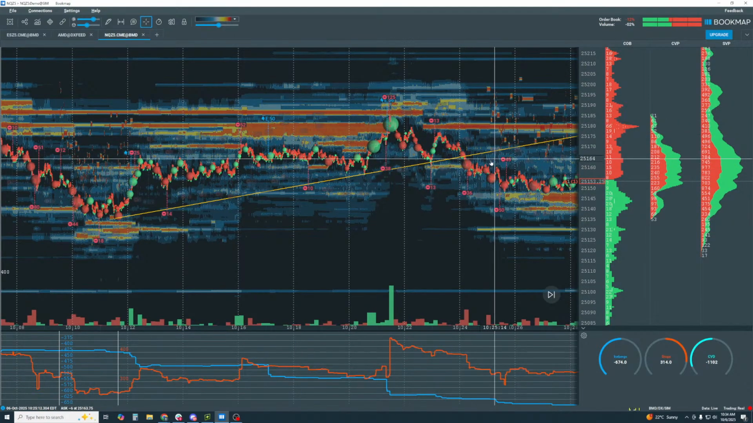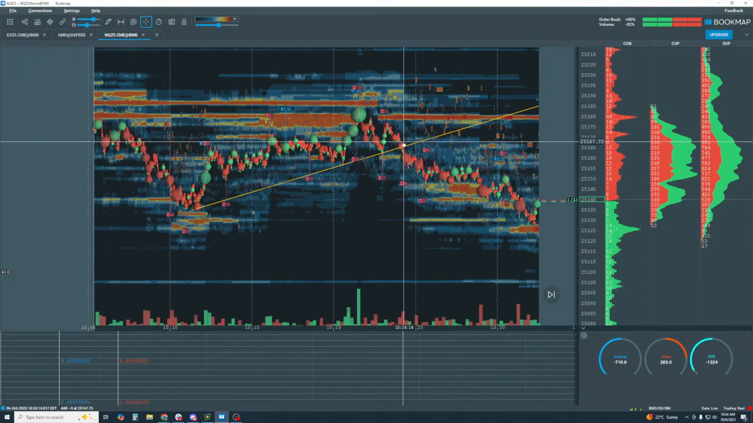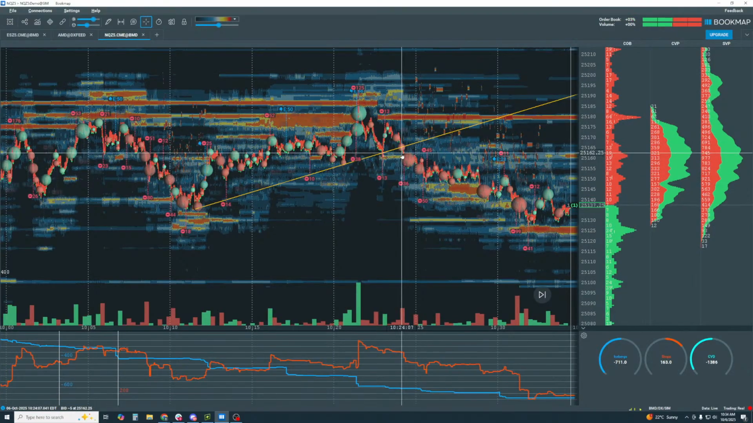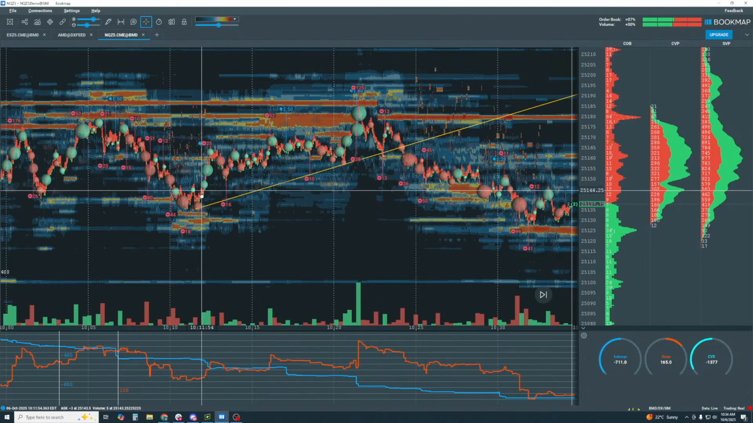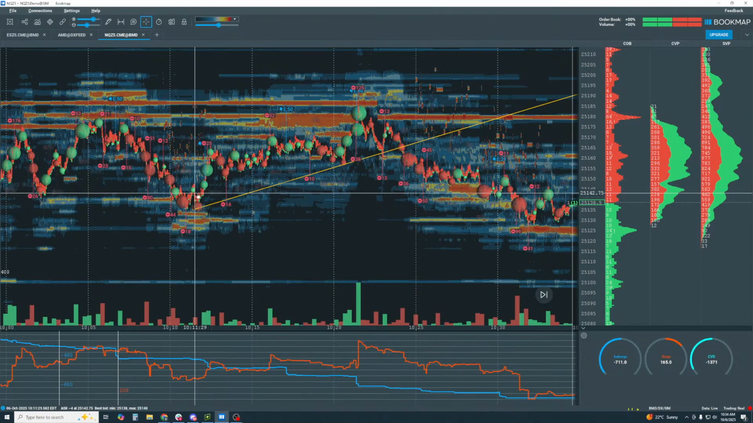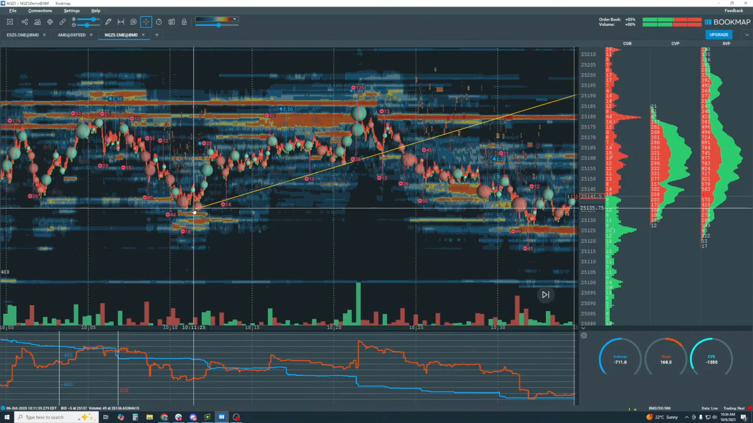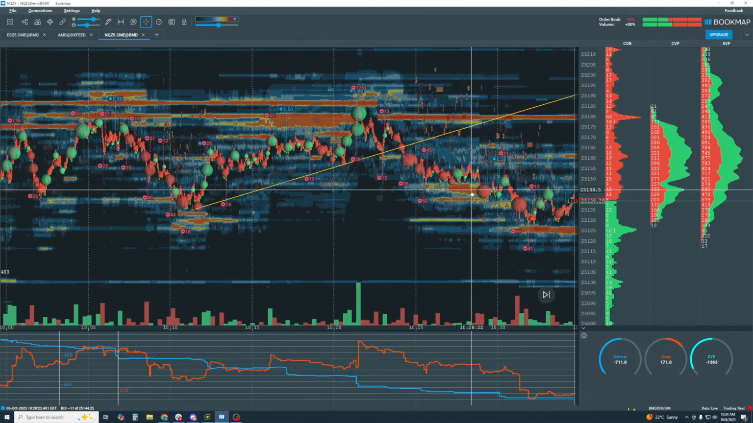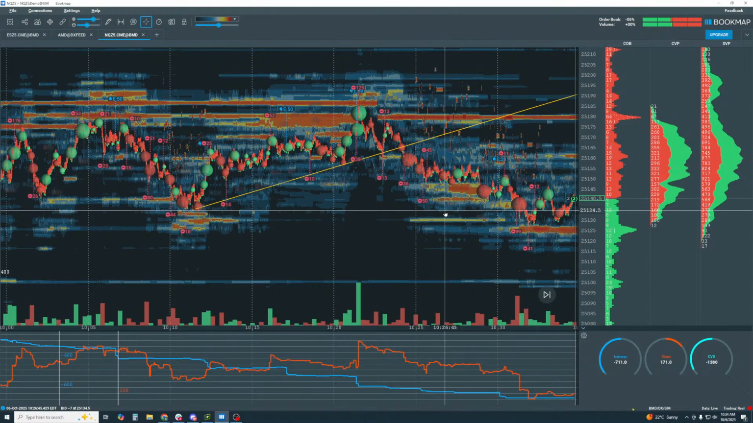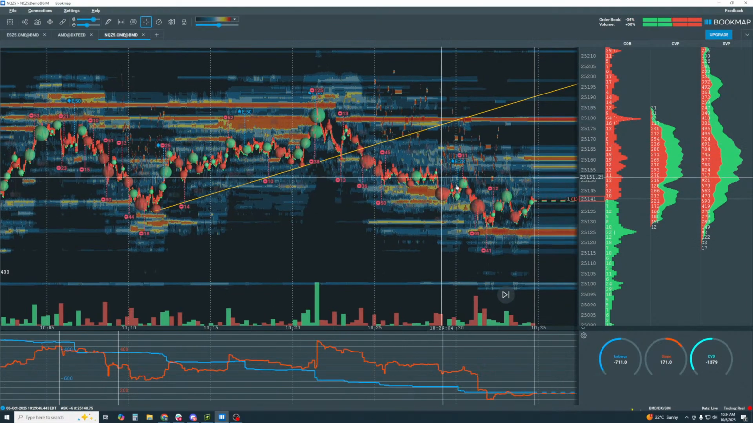And does that structure break? Yeah, it does, right in here, and we start to see that the sellers are coming in. Well then again, you'd be looking for taking that down to some of our profit targets. One would probably be around this structural level, and then the swing down here. Do we have high liquidity down there? Yes. So there's another one for you guys.